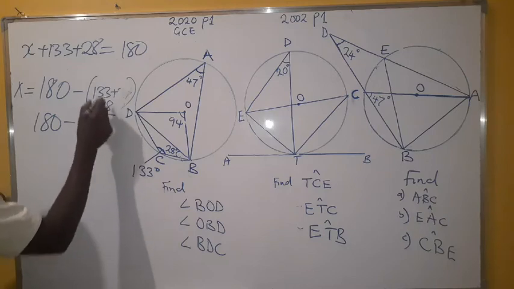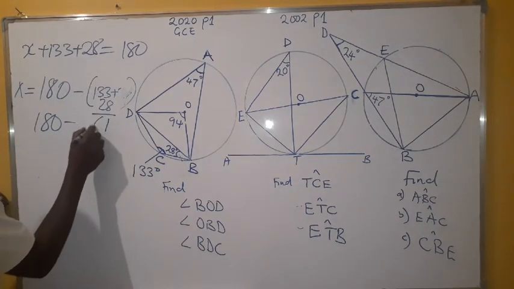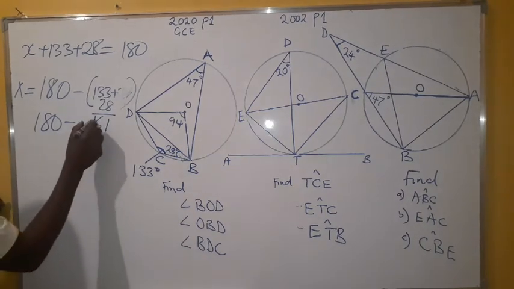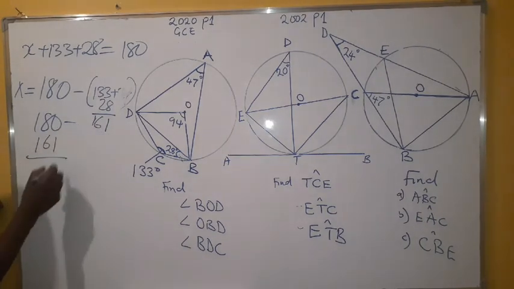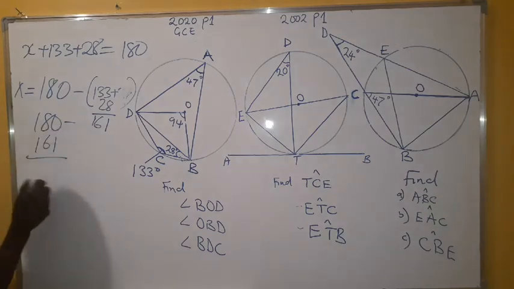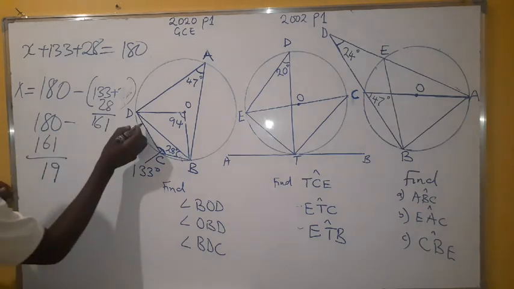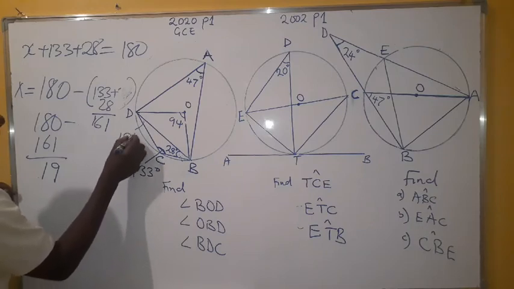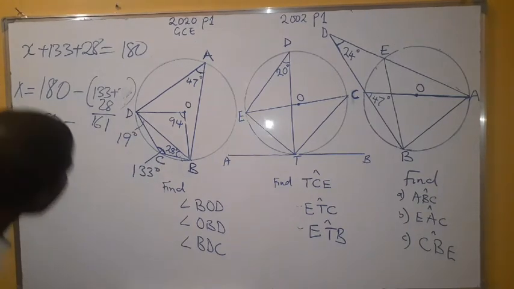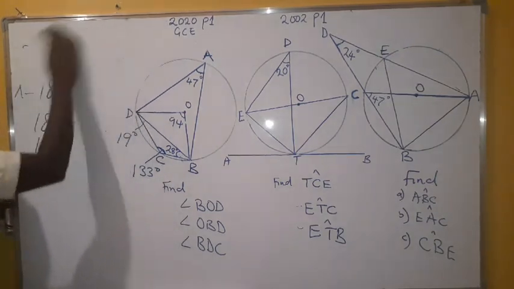We get 28. This is 11. This is what? 61. Okay. So this is what we are supposed to subtract. Please, I hope you're following me. What are we getting here? We're going to get 9 here, 7, 1. So this small angle here is supposed to be 19 degrees. I hope you are following me. This small angle is supposed to be equal to 19 degrees.